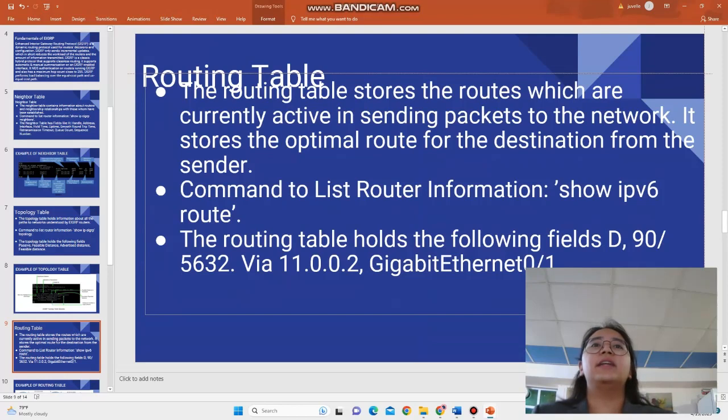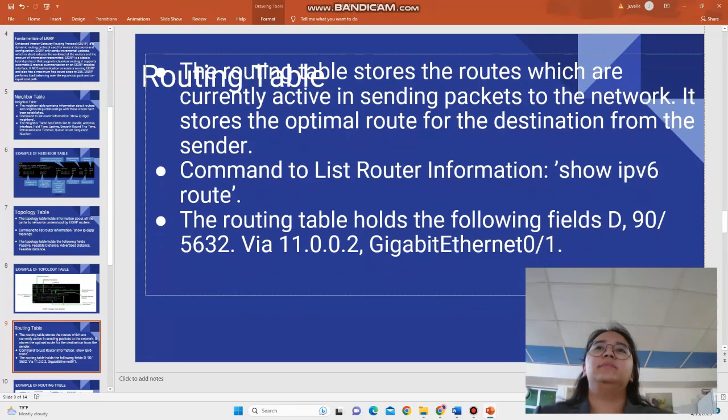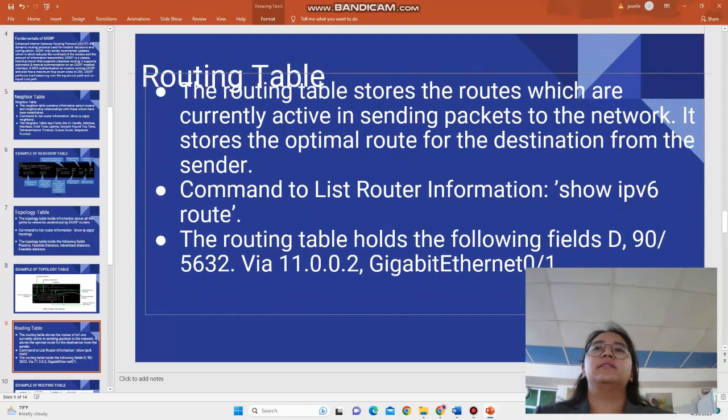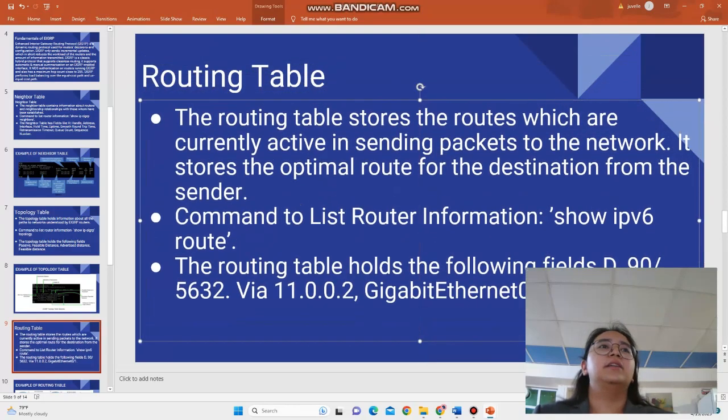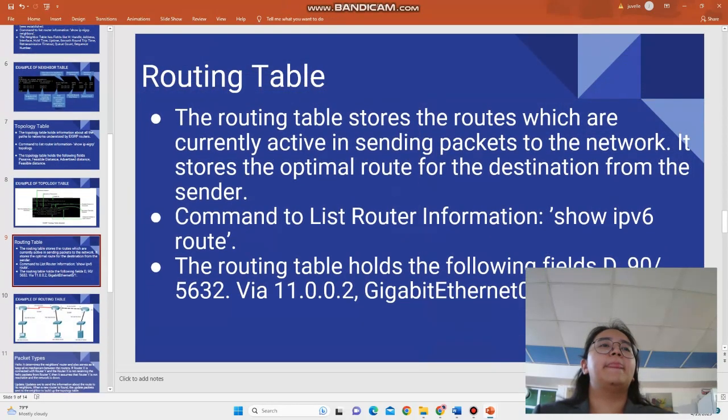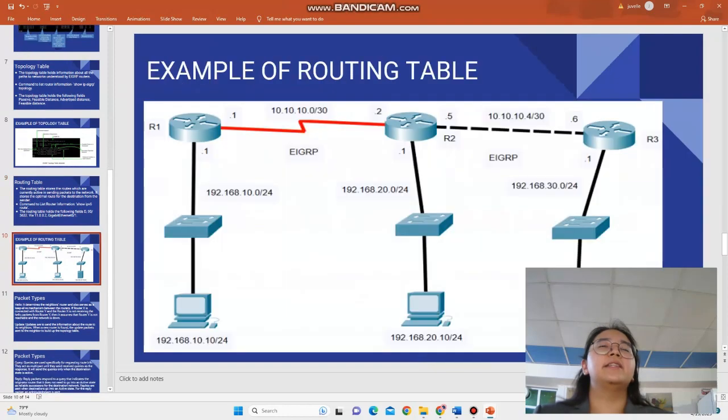90/5/632 via 11.0.0.2 GigabitEthernet 0/1. So that is the routing table, and this is the example of the routing table.